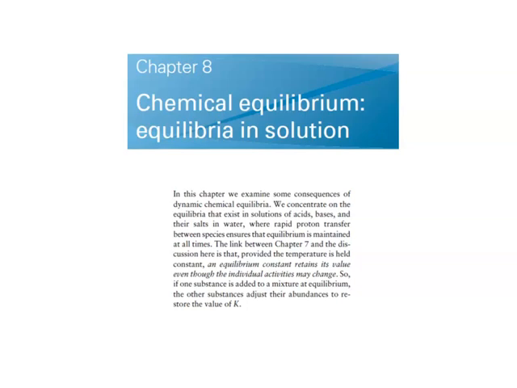The link between Chapter 7, the previous chapter, and this discussion here is that, provided the temperature is held constant, an equilibrium constant retains its value even though the individual activities may change. So, if one substance is added to a mixture at equilibrium, the other substances adjust their abundances to restore the value of K.